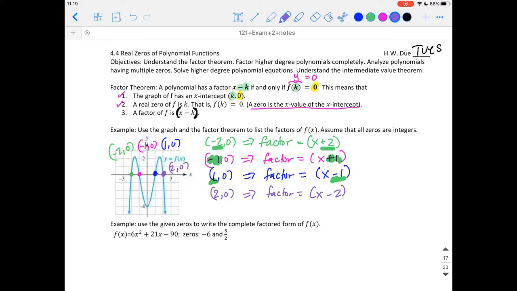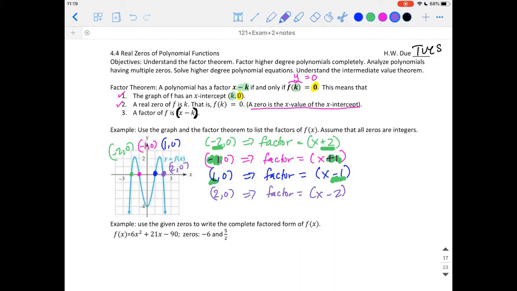Now, hopefully so far so good. The next example: use the given zeros to write the complete factored form of f of x. So we have f of x is equal to 6x squared plus 21x minus 90. And they gave us that the zeros are negative 6 and 5 over 2.